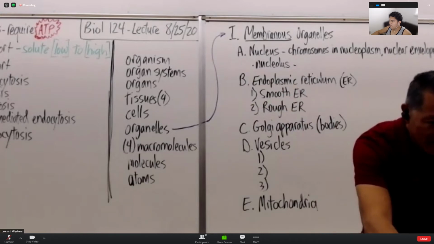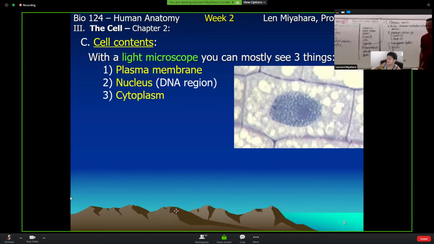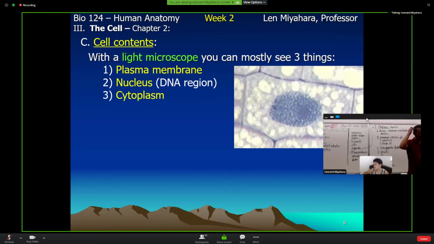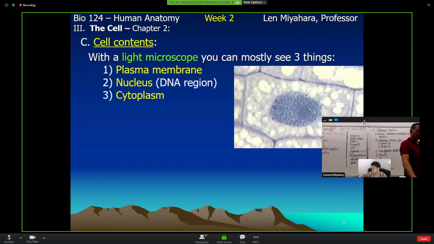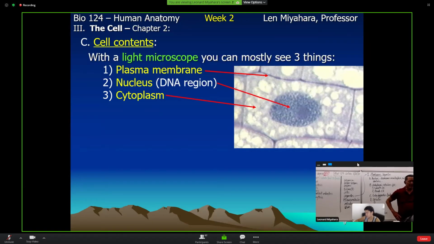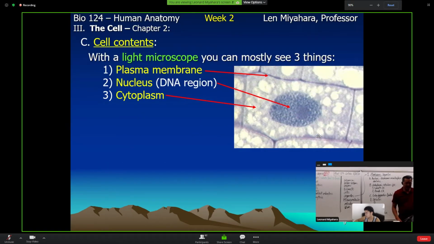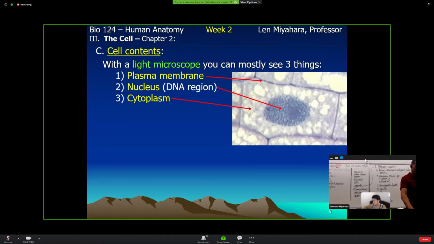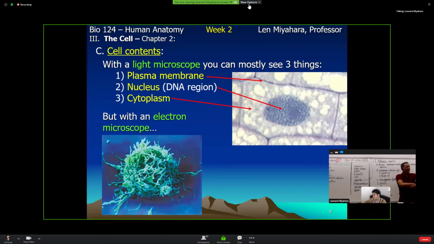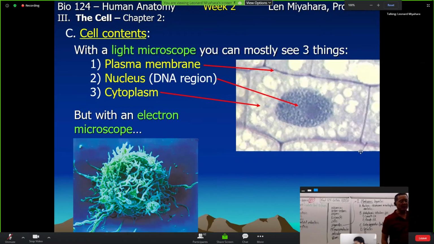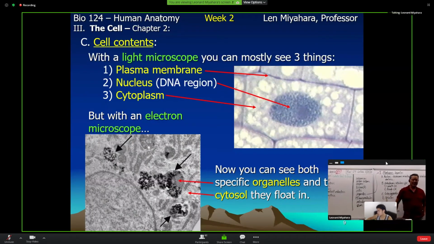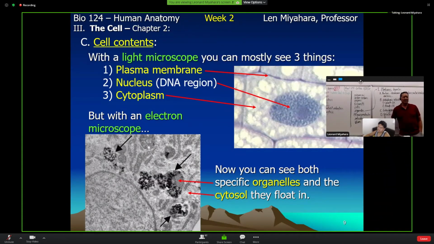All right, so when we look at those cells in the microscope from last week, we can see the outer edge, the plasma membrane. We could see, for most cells, the largest organelle in the cell is the nucleus, and then we can see the jelly in between we call the cytoplasm. But with the onset in the 20th century of electron microscopes, you can't look through them. You can only take pictures with them. You can actually see that the cytoplasm is incredibly complex, and that's these organelles.